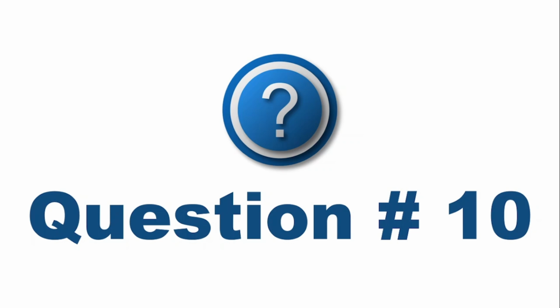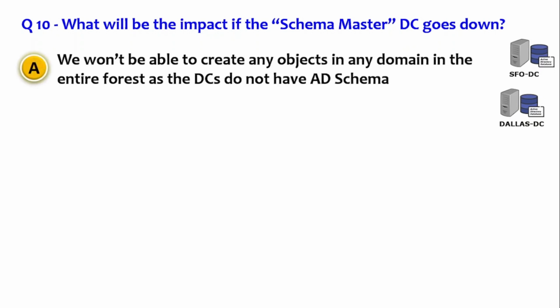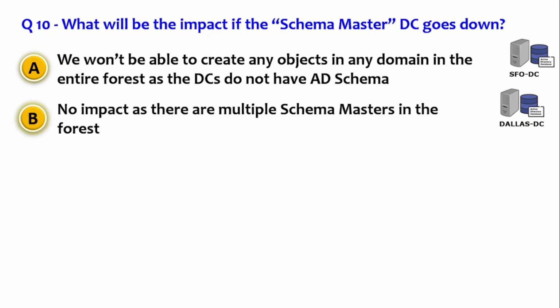Question number 10. What will be the impact if the schema master domain controller goes down? Let's see the options. A, we won't be able to create any object in any domain in the entire forest, as the domain controllers will not have Active Directory schema. B, no impact, as there are multiple schema masters in the forest.